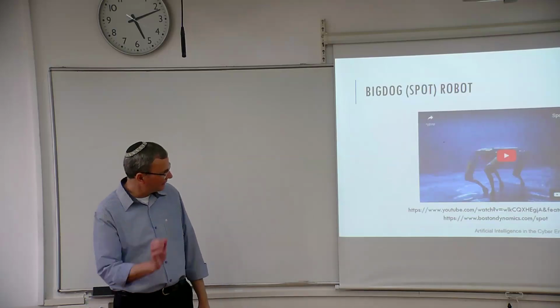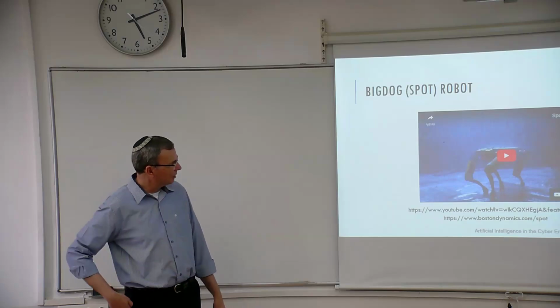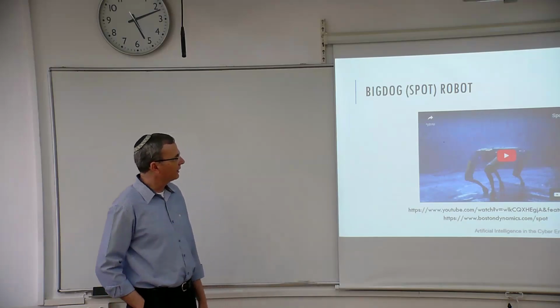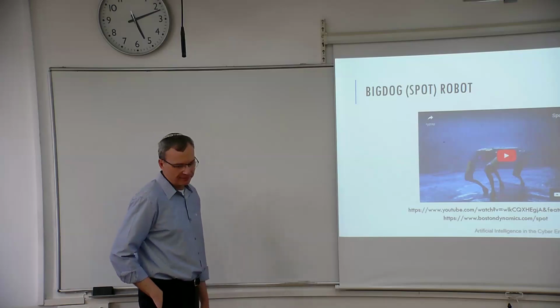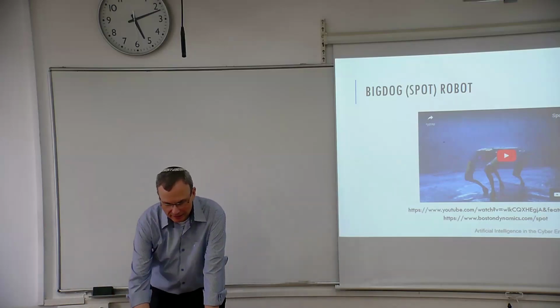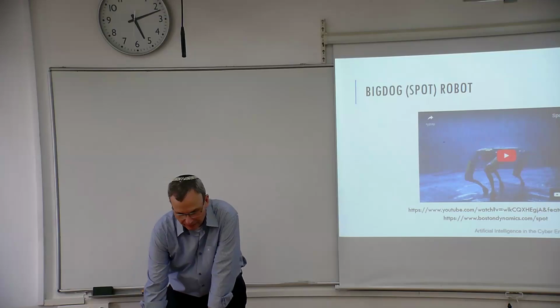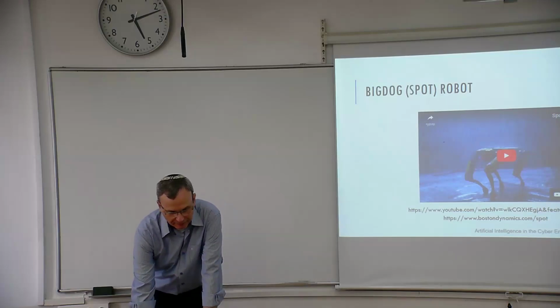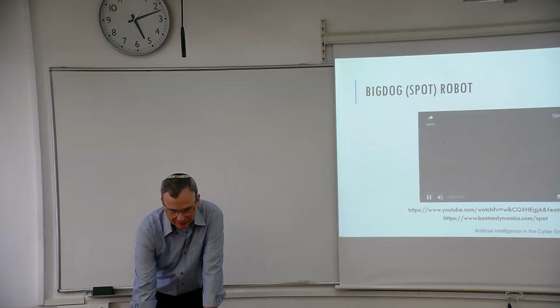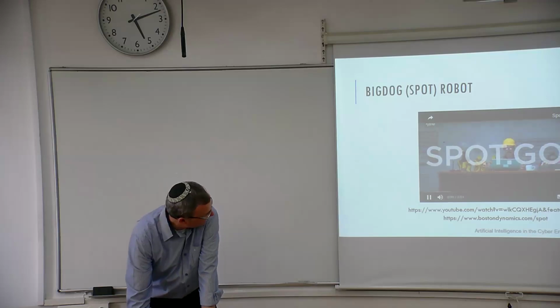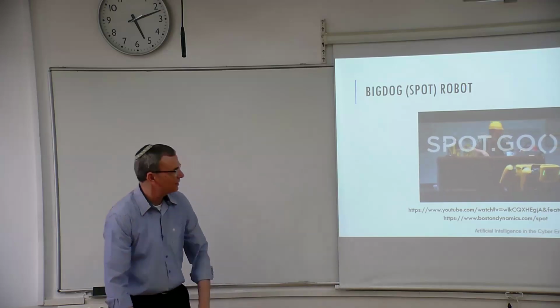So this is a very famous robot. The military version is called Big Dog. The civilian one is called Spot. If you have $75,000 to spend, then you can own one. Let's look a bit at its achievements.